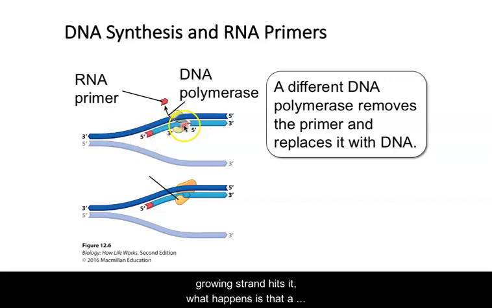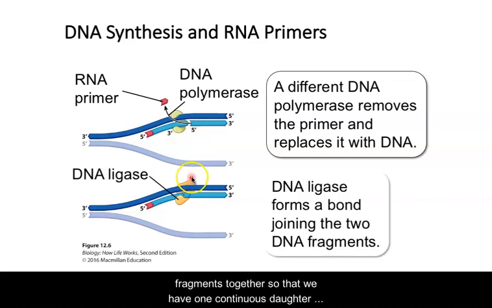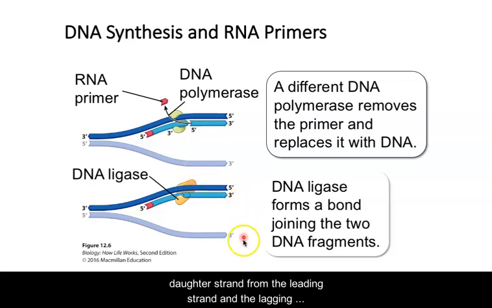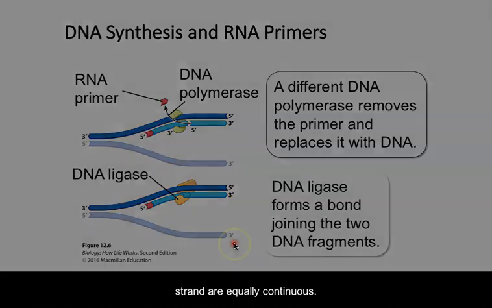What happens is that a different DNA polymerase complex takes over and it removes that RNA primer, replacing it with DNA nucleotides. So when the replacement is complete, an enzyme called DNA ligase joins the fragments together so that we have one continuous daughter strand, and that the daughter strand from the leading strand and the lagging strand are equally continuous.